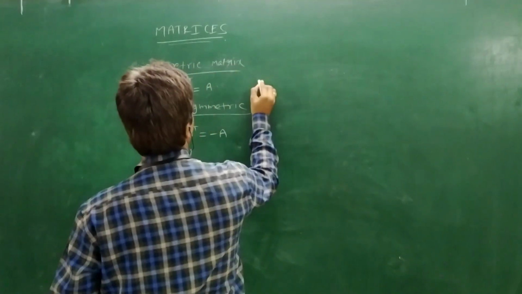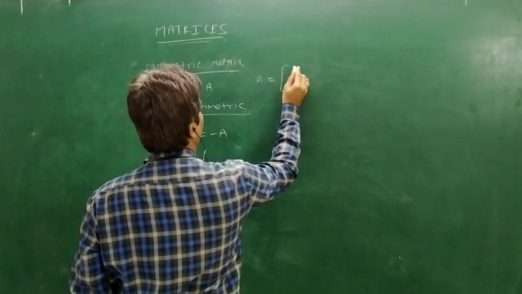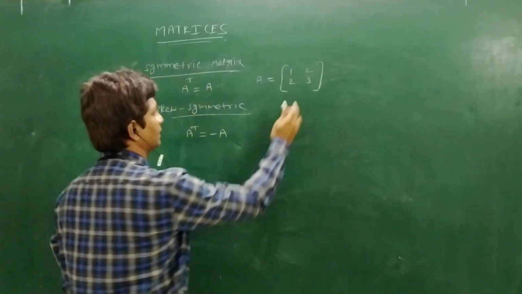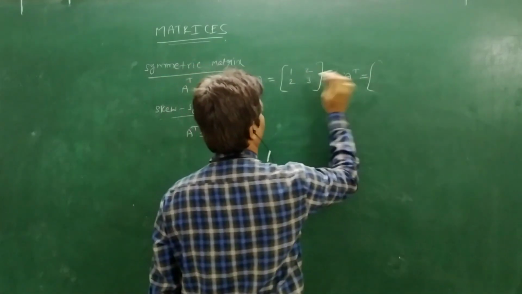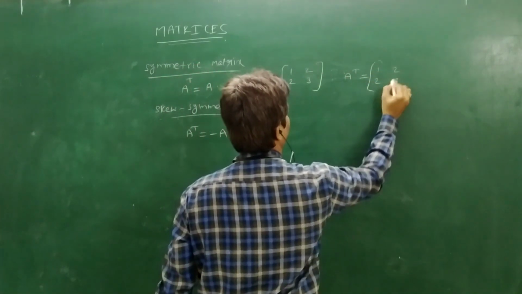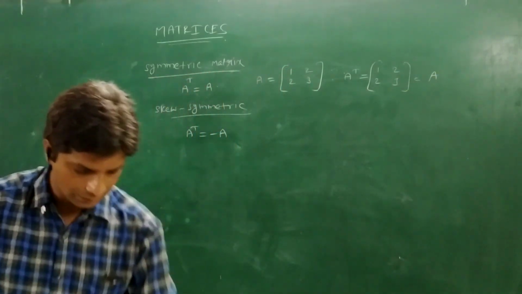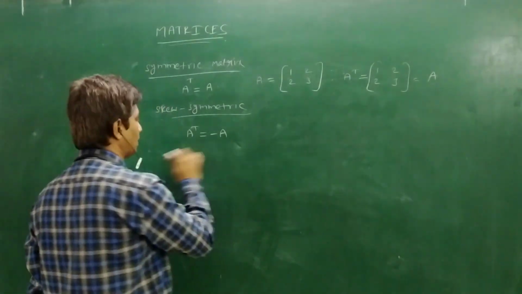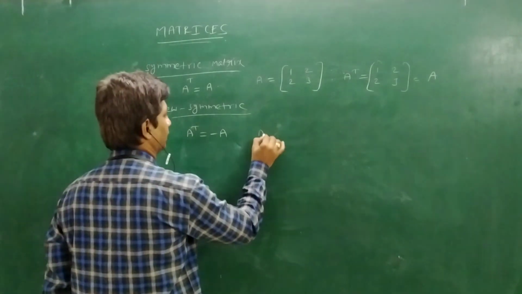Example of a symmetric matrix: let us take this matrix, 1, 2, 2, 3. Now let us find the transpose of this matrix. A transpose is equal to 1, 2, 2, 3. This is again A. So A transpose is equal to A. So this is called a symmetric matrix. A lot of examples you can write. Now come to skew symmetric matrix. We will write this.